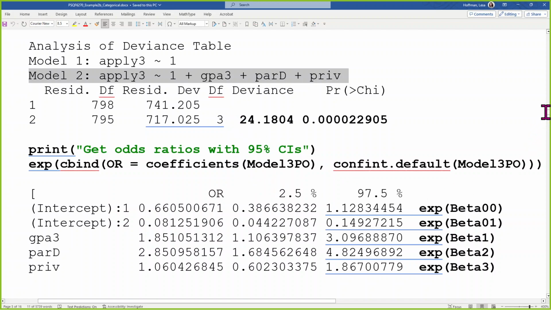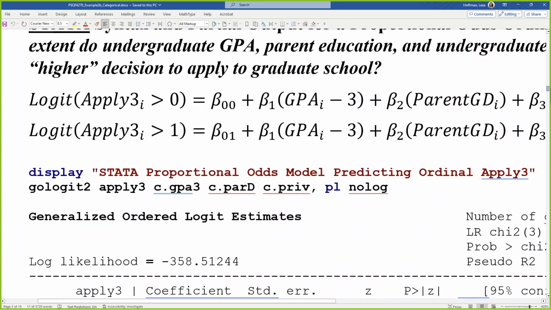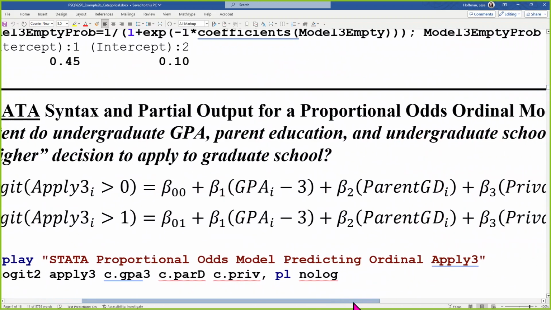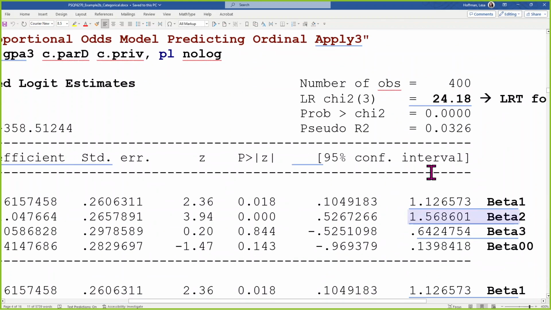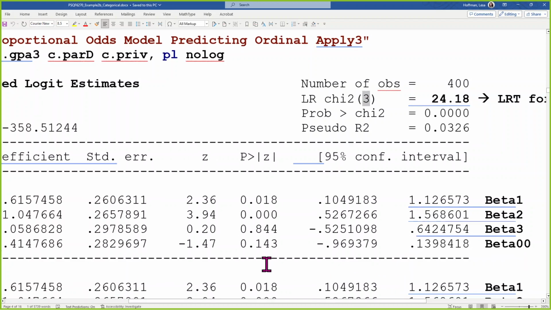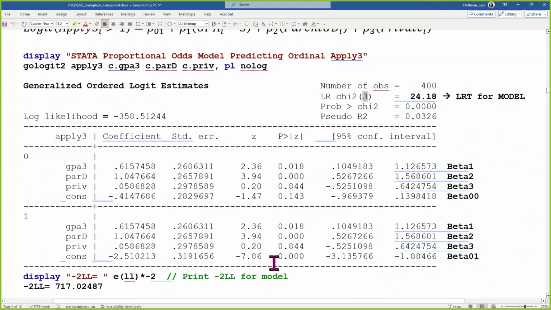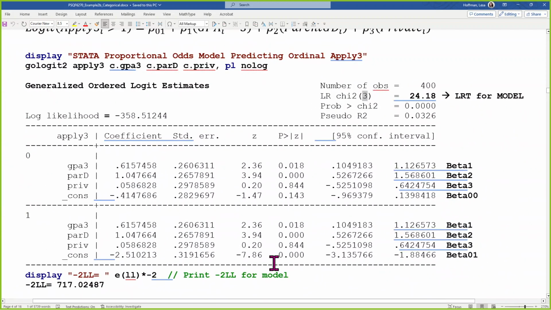This test is done for you in Stata. Right there. There's your 24. And why is it 3 degrees of freedom? Number of slopes. Yep. Okay. How we doing? Yes. So how do you interpret the 24? How do I interpret it?